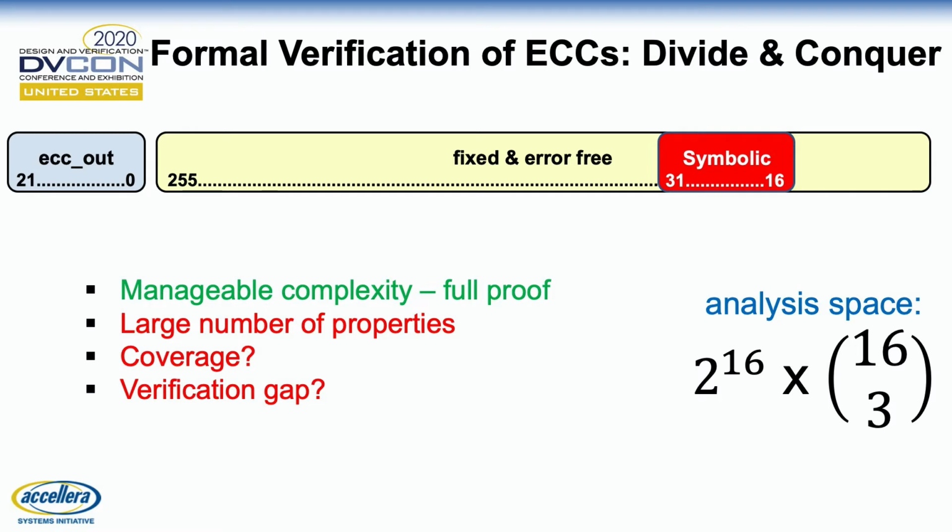But there are some drawbacks to this approach. The first drawback is that we have a large number of properties, and the main issue here is the coverage issue. So what is the coverage issue? The specification for an ECC design states that all 3-bit errors or 2-bit errors or single-bit errors should be detected and corrected. But here, what does all mean? All means one bit error can occur in the most significant bit, another bit error can occur in the least significant bit, and another bit can occur somewhere else, right?